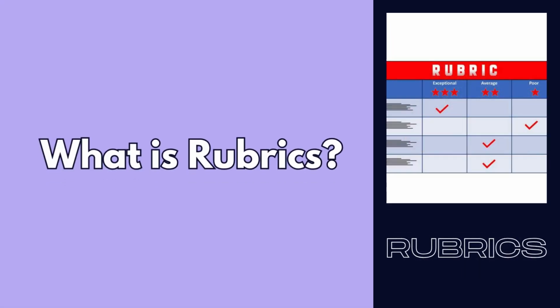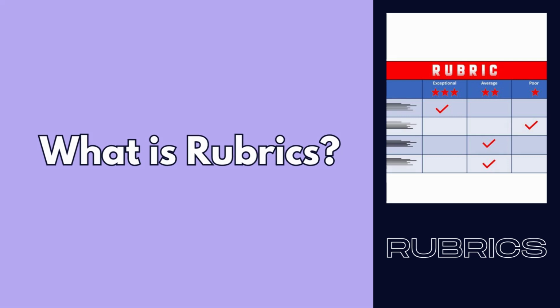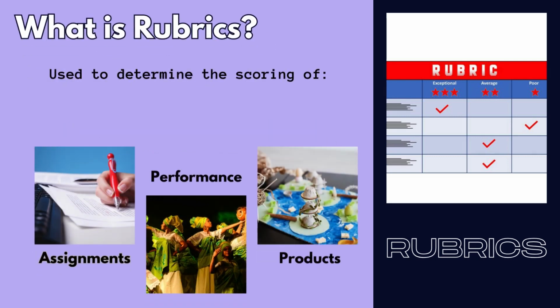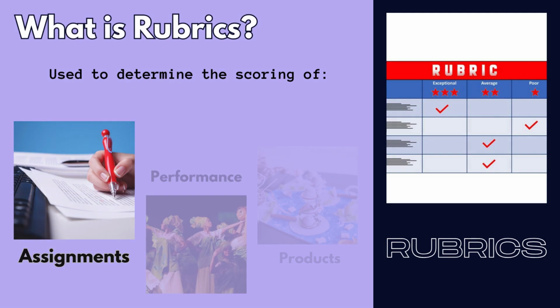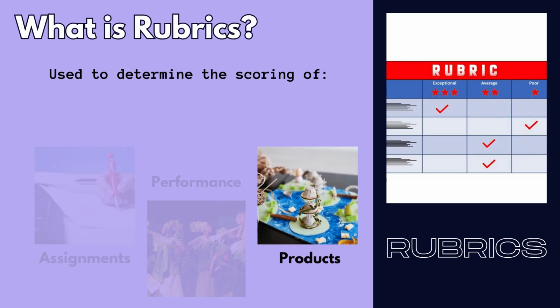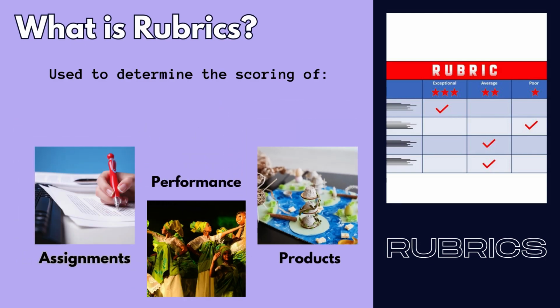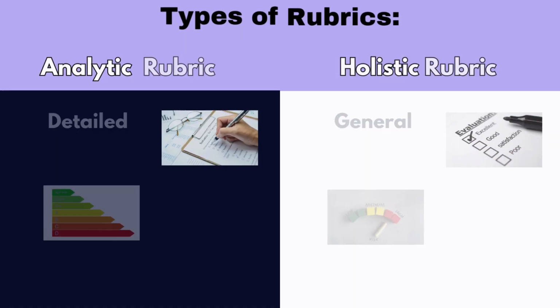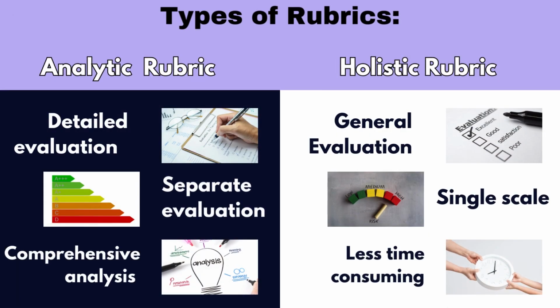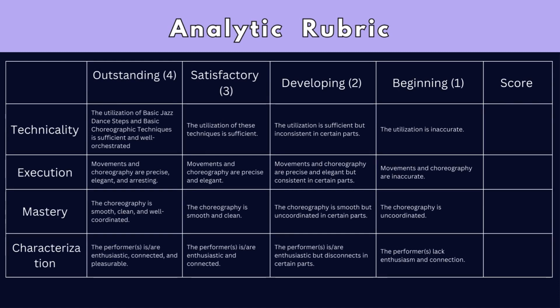What are rubrics? These are sets of criteria used to determine the scoring of assignments, performances, and products from the students. It lets the students know what is expected of them before the activity starts. They are instrumental in rating research papers, projects, and speeches, but they cannot be used in grading multiple choice tests. There are two types of rubrics. The first one is analytic rubrics.